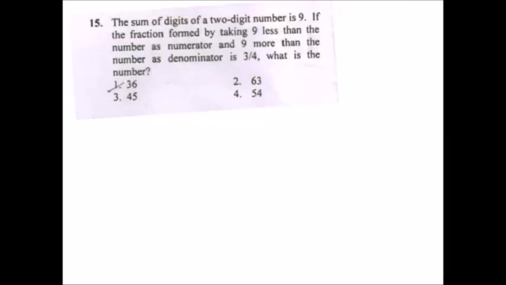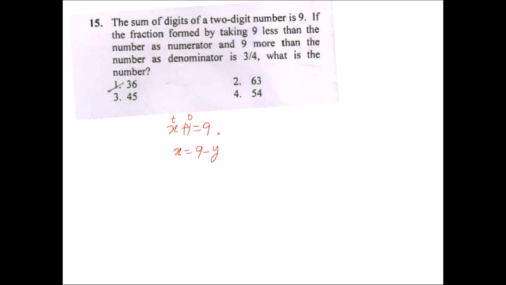Question number 15. The sum of the digits of a two-digit number is 9. It means, suppose x is the tens place and y is the ones place. Then the sum of these two digits is 9. So we can say that x is equal to 9 minus y.